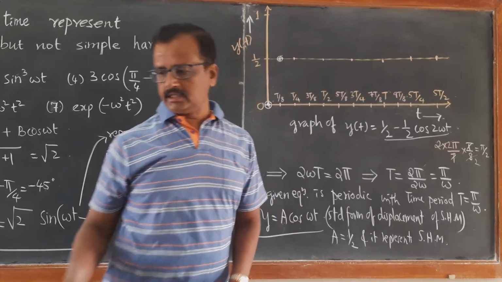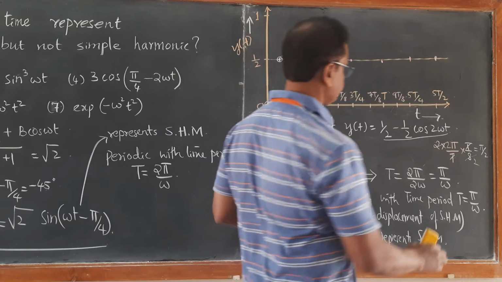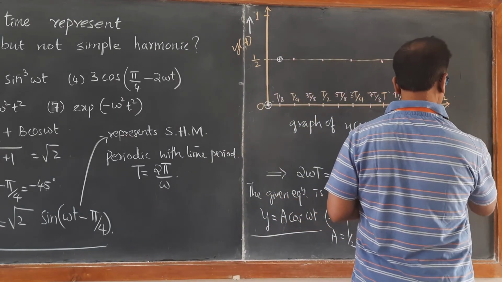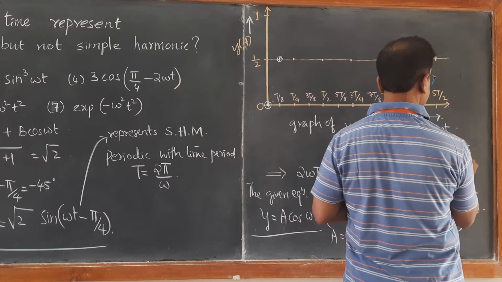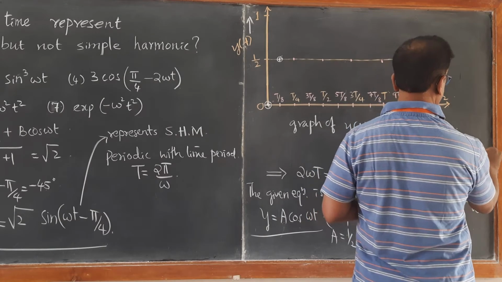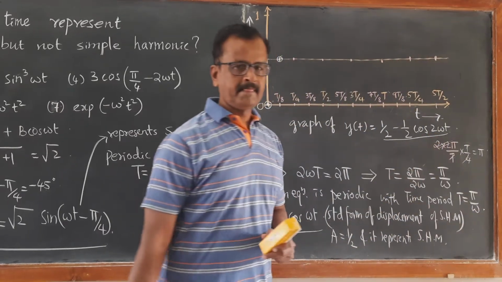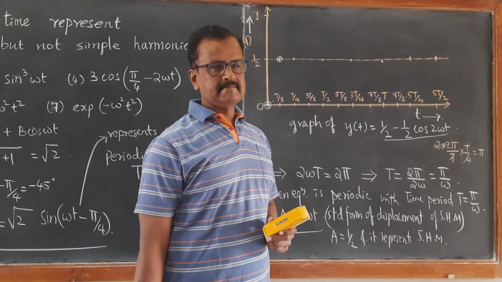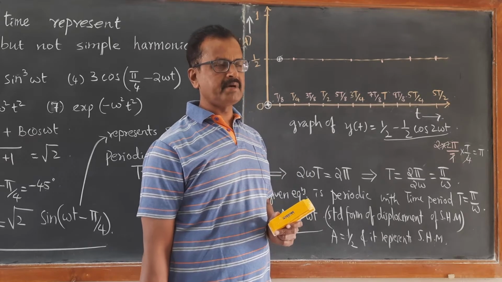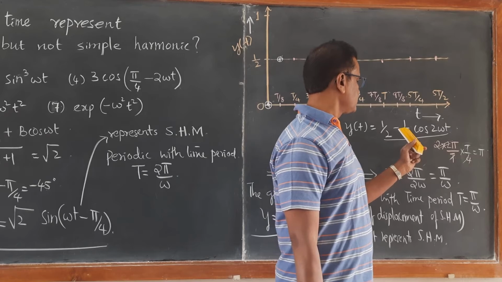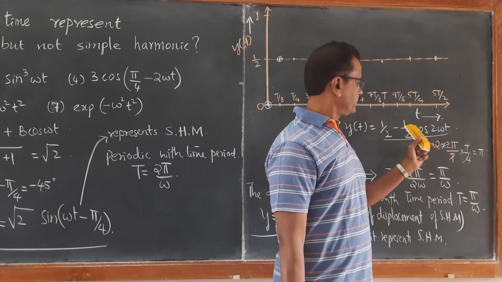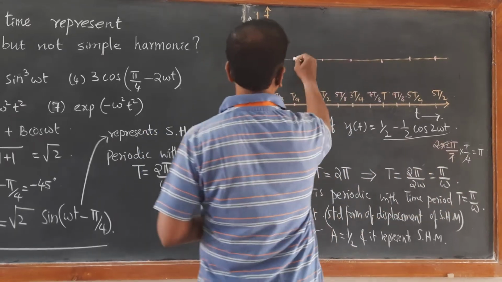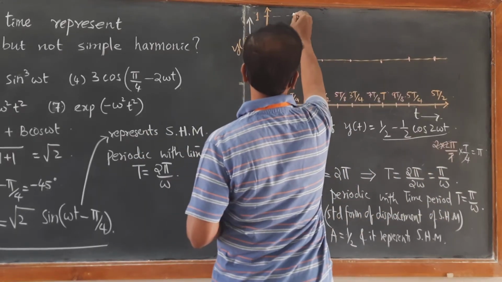Then similarly at T by 4, see, T cancels, 4 cancels, you are getting cos pi. What is cos pi? Cos pi is minus 1. Got it? Cos pi is minus 1. So minus of minus half becomes plus. So it becomes a half plus a half, that is plus 1. Right? So you will get plus 1 at this point.